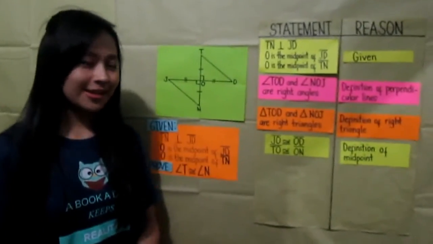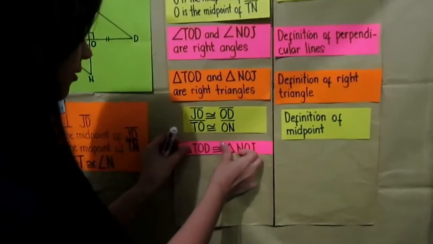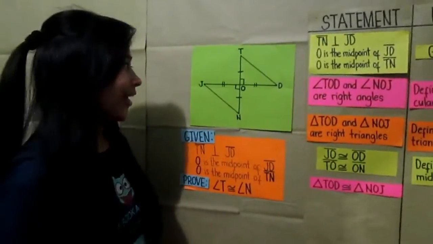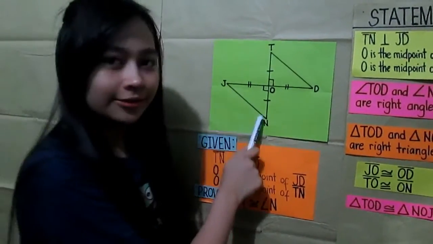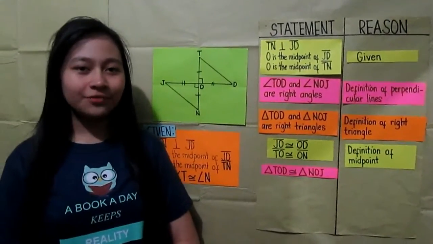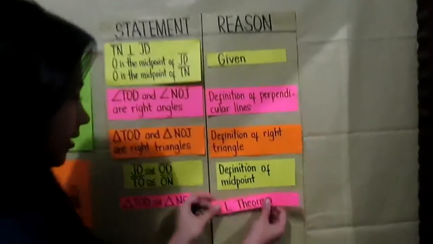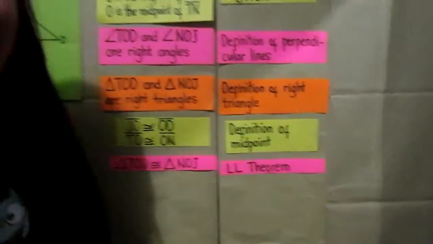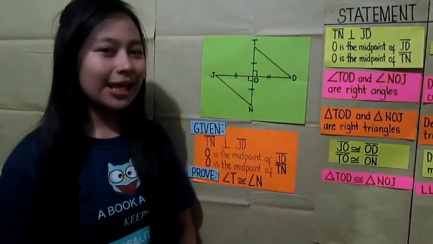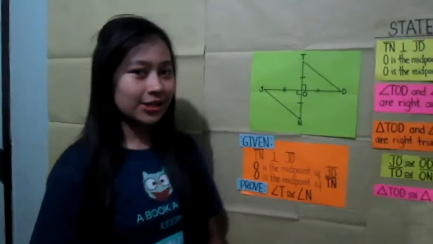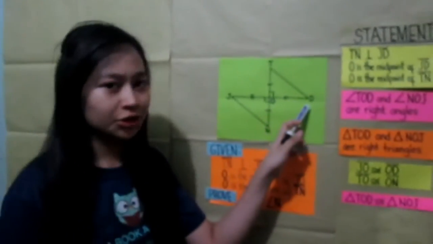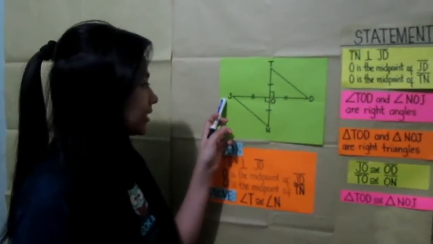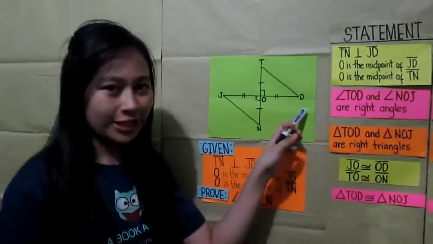Our fifth statement is that triangle TOD is congruent to triangle NOJ. The reason for the fifth statement is clearly the LL theorem, which is the leg-leg theorem. It states that the leg of one triangle is congruent to the leg of another triangle, which are line segment JO and line segment OD.